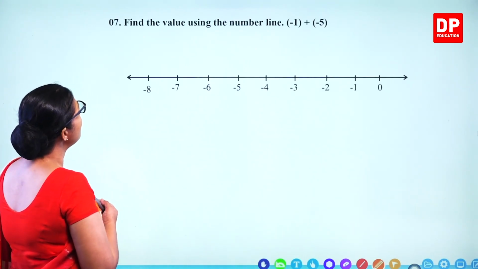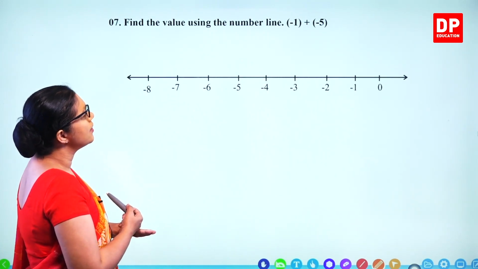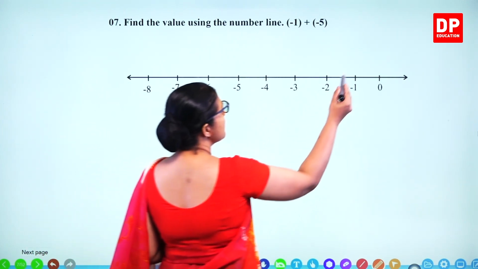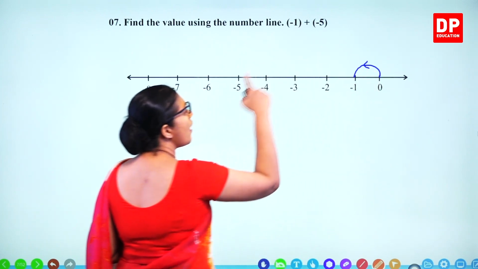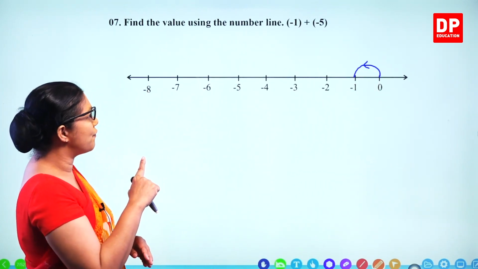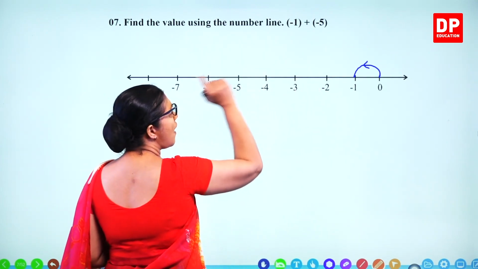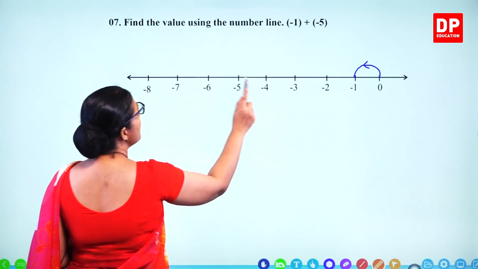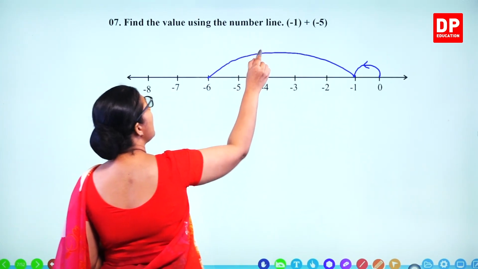Question number 7. Find the value using the number line: -1 plus -5. You can start from 0. So -1 means 1 square, 1 unit to the left. Then another -5. So -5: 1, 2, 3, 4, 5.